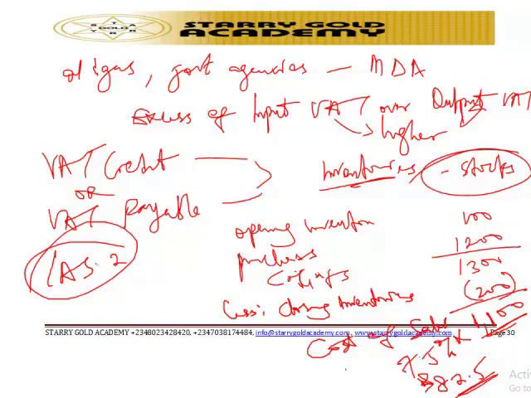Okay, so for better understanding, let's see if we can do at least one illustration. Let's practice an illustration. You are writing for Starry Gold Nigeria Limited.